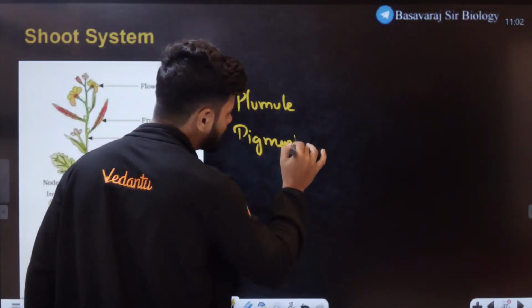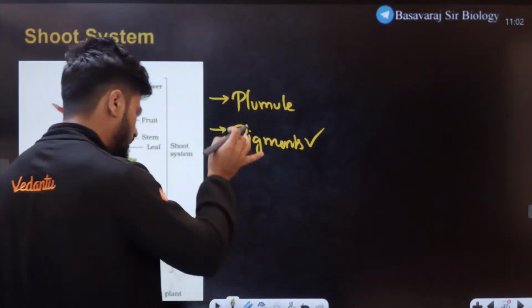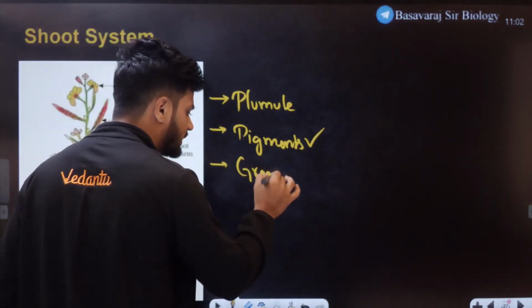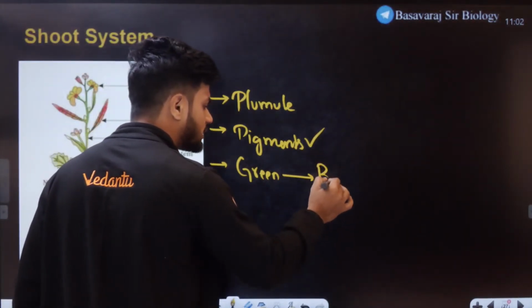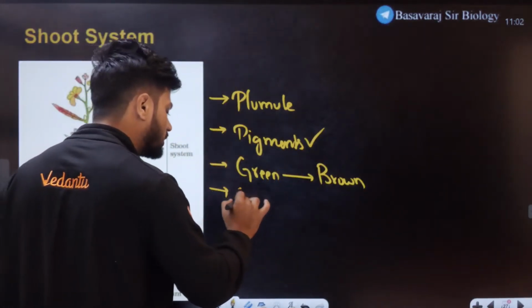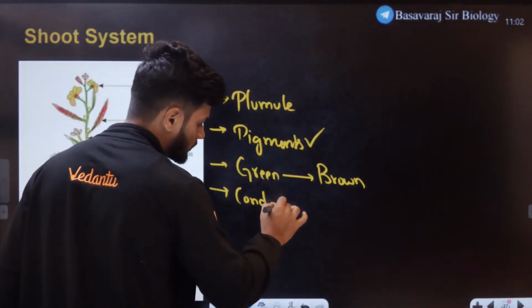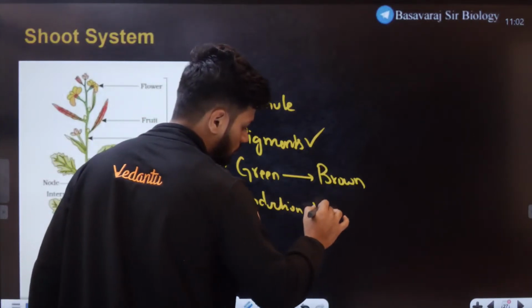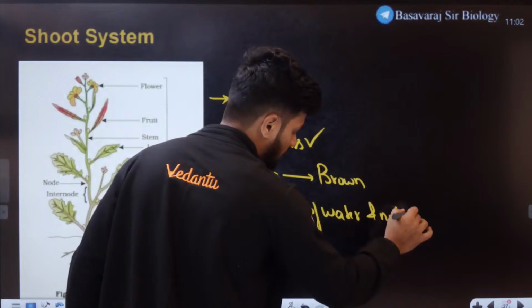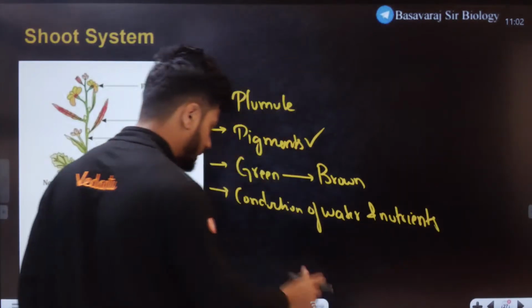Mainly the pigments are present here. Chlorophyll is present here. What is the color? It is initially green when it is young. Later on it becomes a little brown in color. The main function is what? Conduction of water and nutrients.